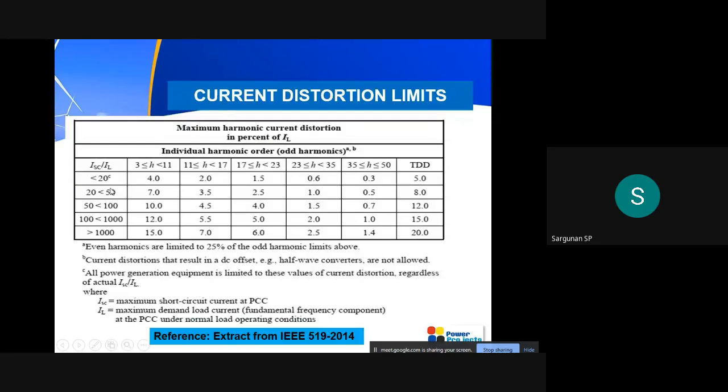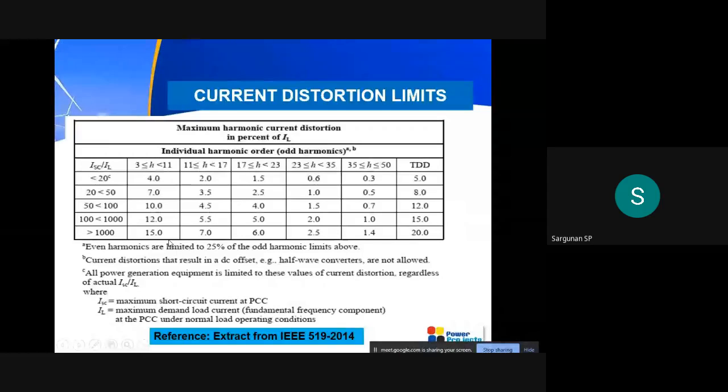When you come to the current distortion, here you can see we'll normally be going for this ISC by IL limit. This is so important. So what is this ISC by IL limit? Normally, if it is a thermal power plant or a gas-based power plant, the short circuit power produced by these generators will be quite high, because they employ a synchronous machine there, so no problem. But here, this generation will not be able to provide such high short circuit power. It will normally be around 110 to 150% of your full load amps.